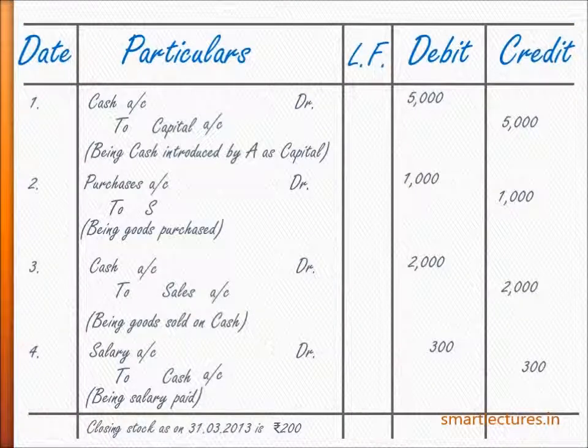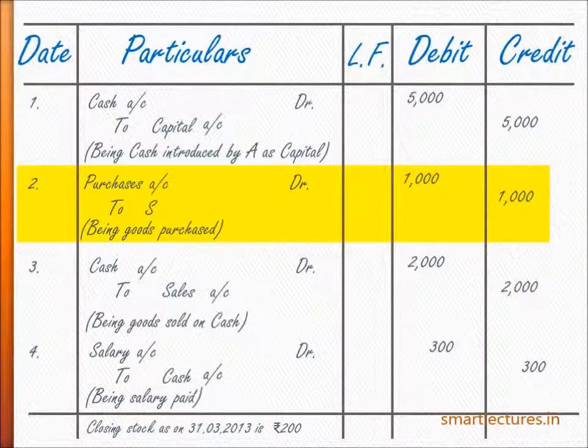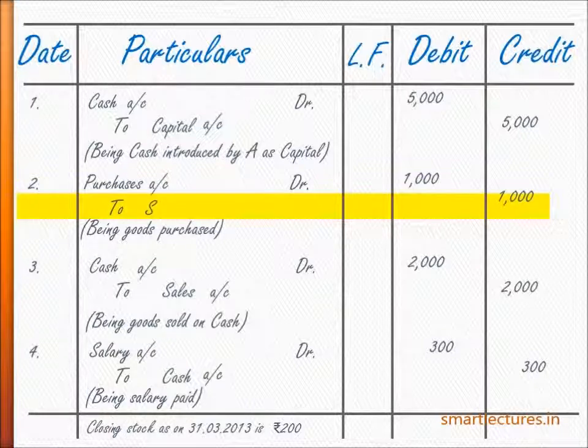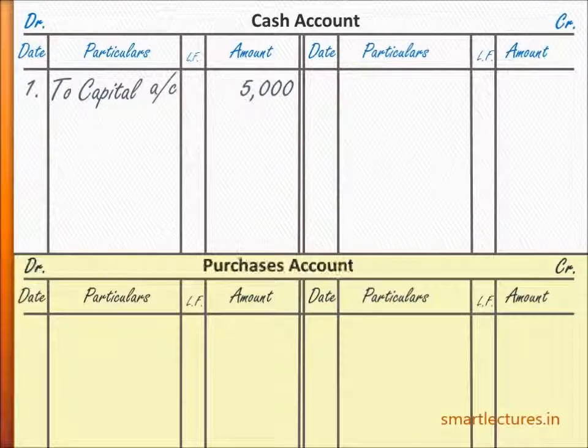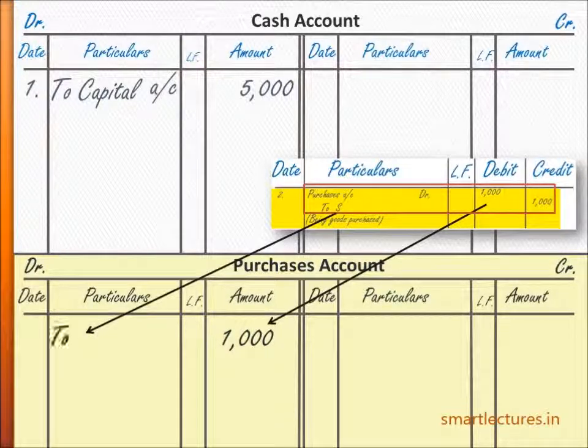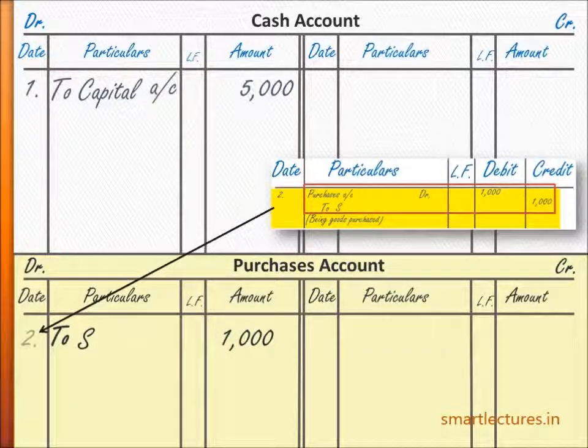Now transaction number 2, I mean to say journal entry number 2, purchases account debit to S, means debit purchases account by rupees 1,000 and credit S by rupees 1,000. So let's go to purchases account. Debit purchases account rupees 1,000. So write down on the debit side rupees 1,000 and 'To S'. Date column 2. And why have we written 'To S'? Because when purchases account was debited, the opposite account was S.